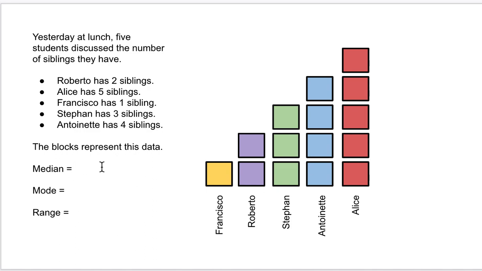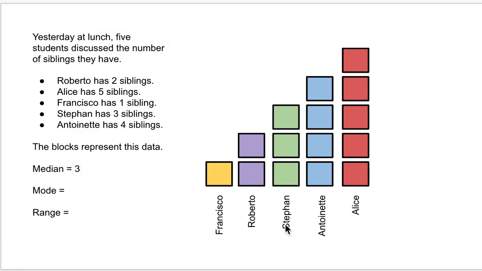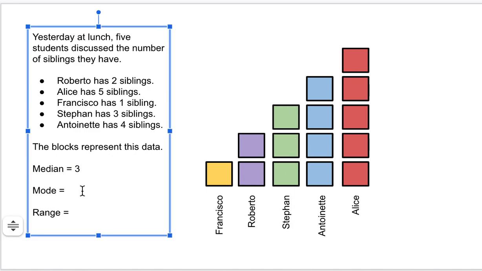Now remember, we said that the median is the number in the middle. So I like to think the number in the middle, median, middle. Just like when you're driving, the median is in the middle of the road. Well, who's in the middle? It's Stefan. And how many siblings does Stefan have? He has 3. So our median for this data set is 3.